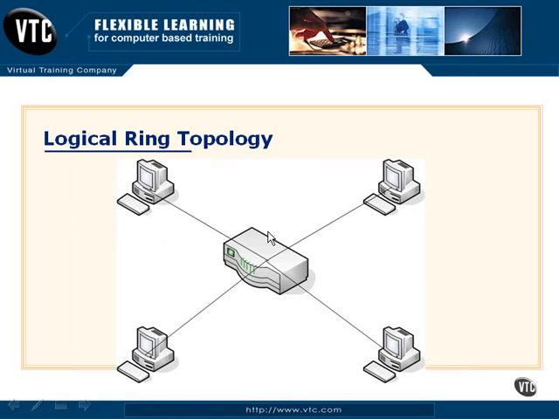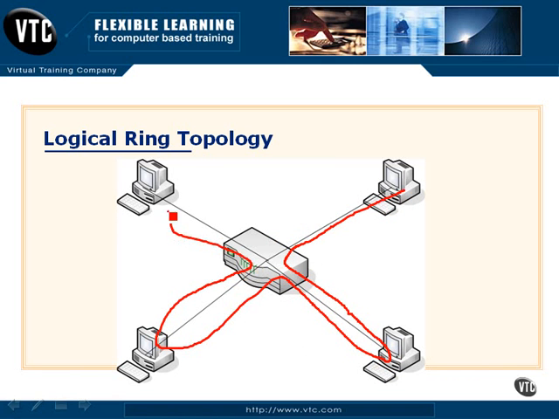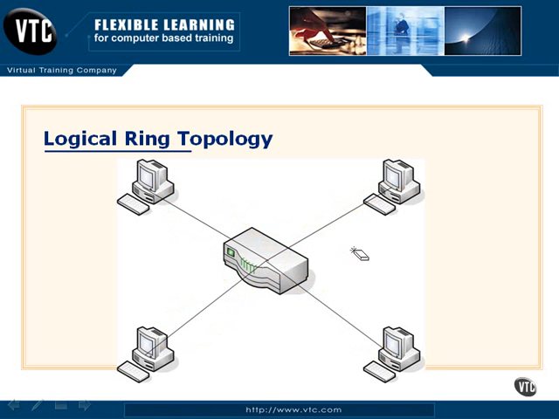With our logical ring topology, computers communicate much in the same way they would in a physical ring. Our computers will send their traffic through that central connecting device, and it will loop to each computer in the logical ring. Now we have our current logical ring set up with a physical star. This is currently the most common implementation of our ring networks.